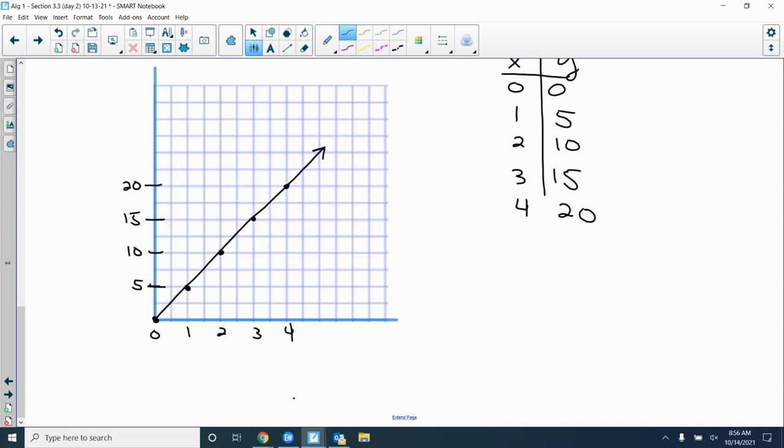All right, good. So I could estimate. I could plug in like 2.5, but I could also go here to 2.5 hours, go up here, and figure out where that's at as well. So I can use that.